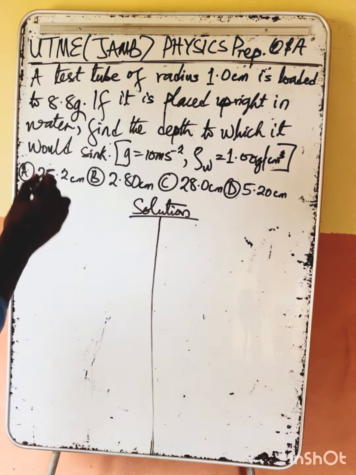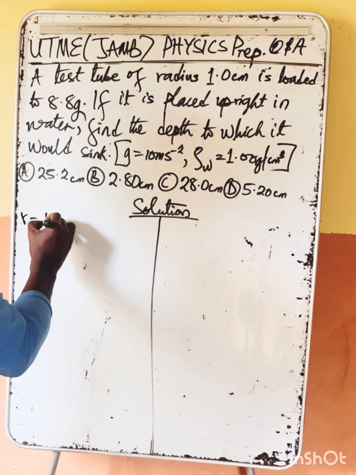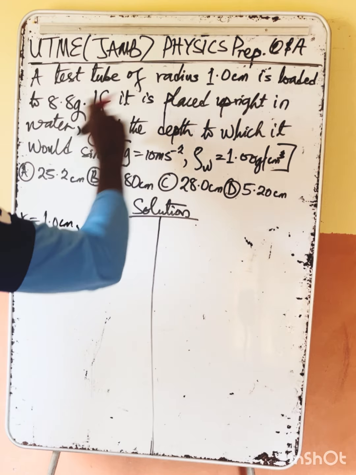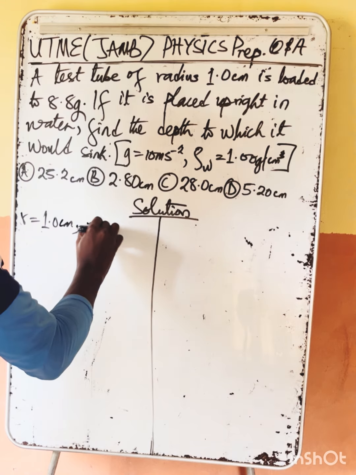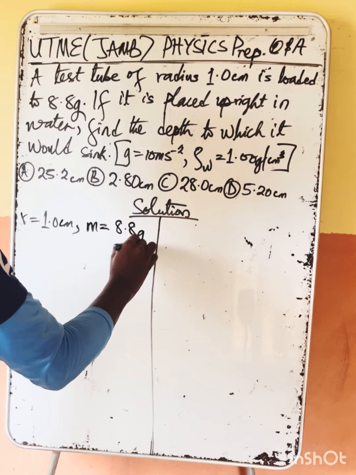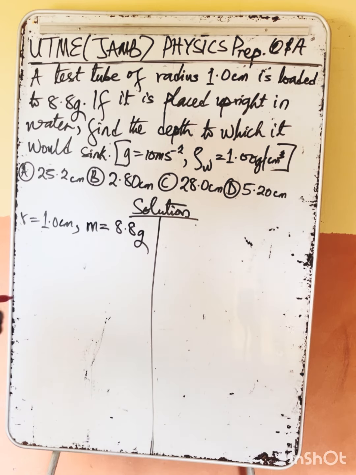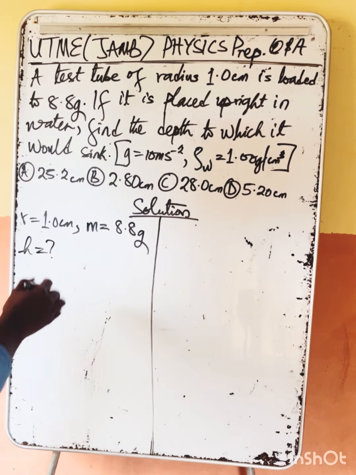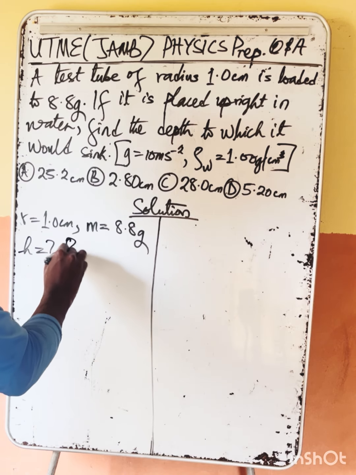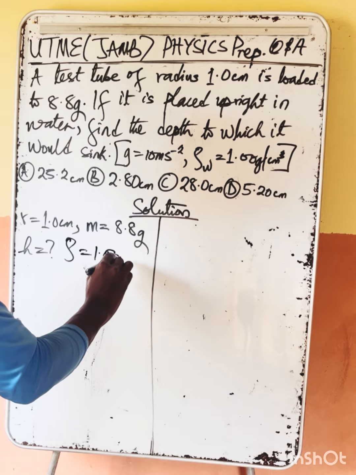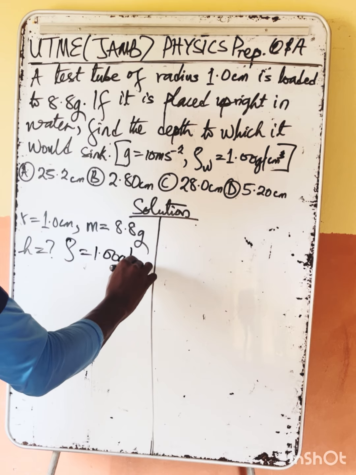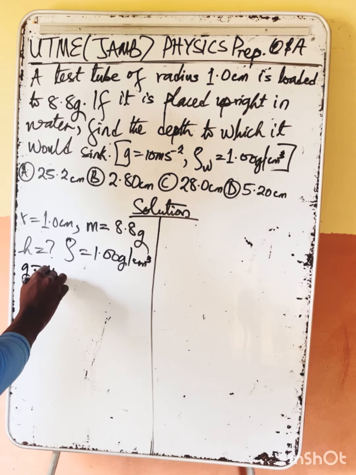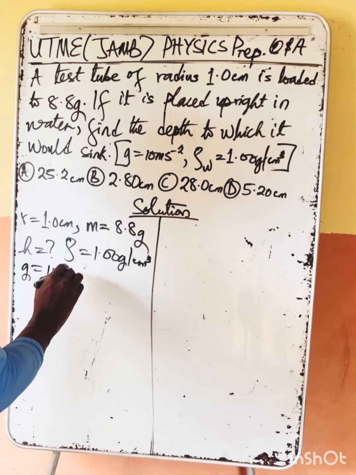So the radius here, according to the question, is 1.0 cm. The test tube is loaded to a mass of 8.8 grams. They're asking for the depth. Let me call the depth H. You can call it D if you want. Then the density is 1.00 grams per cubic centimeter. They also give g, but this g is just a distraction. I don't think it will be used in this question.